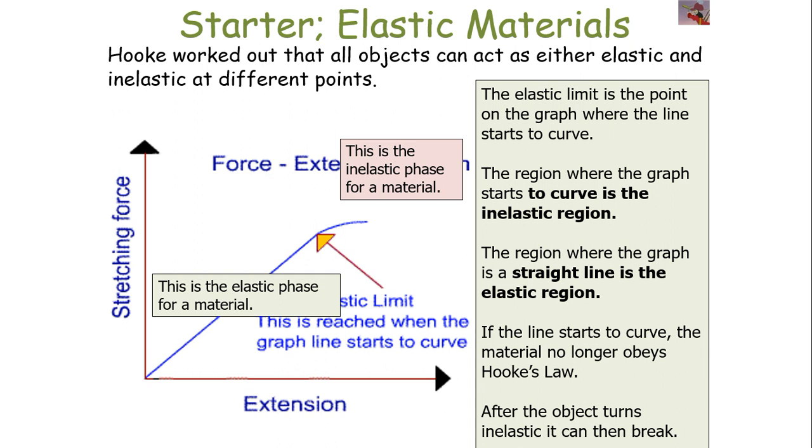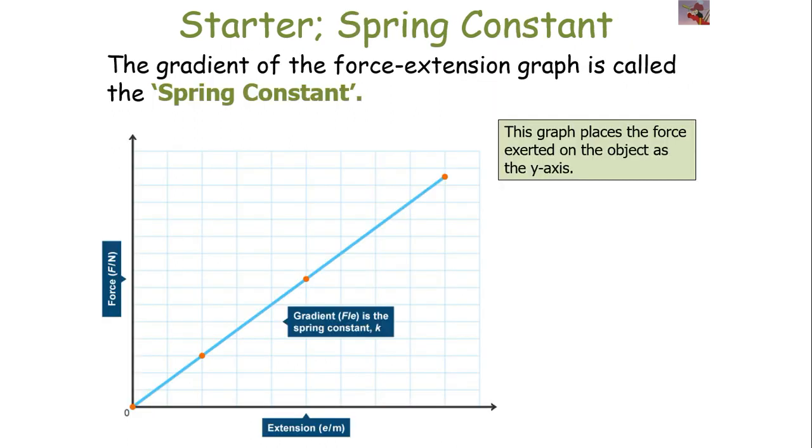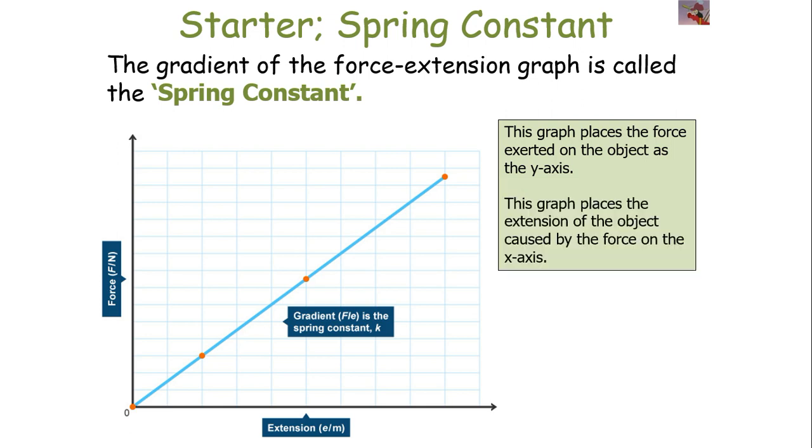So, we know that if we plotted force against extension, you have an elastic phase for the material, where the line of best fit is a straight line, so the material obeys Hooke's law. Force and extension are directly proportional, but once you get to the limit of proportionality, the line starts to curve and the material behaves inelastically. Now, the gradient of the force extension graph is called the spring constant.